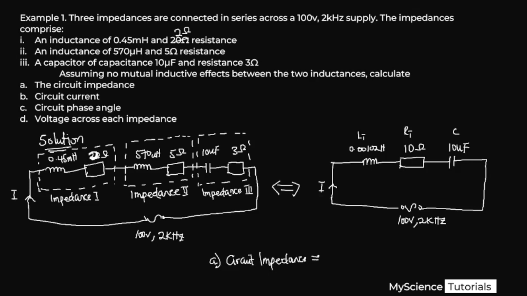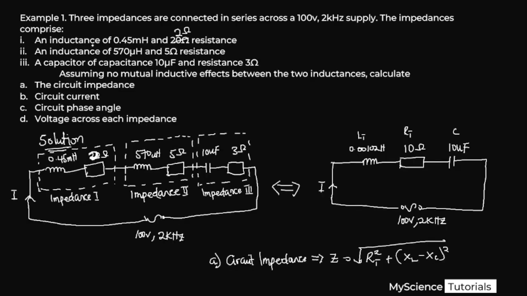Now the circuit impedance Z is given to us mathematically as the root of R squared, which in our case will be R total squared, plus, in brackets, inductive reactance minus capacitive reactance, all squared. So this is the formula that we need to use to calculate the circuit impedance. So let's go ahead and look at how to do that.